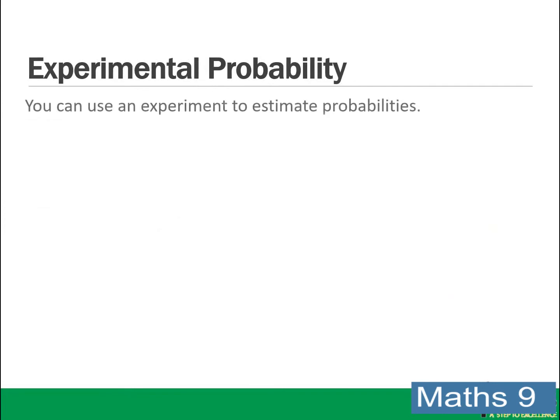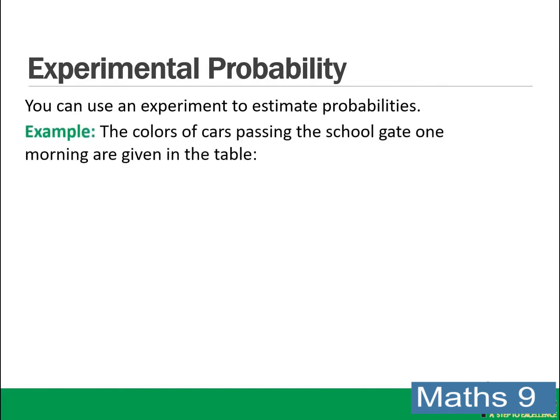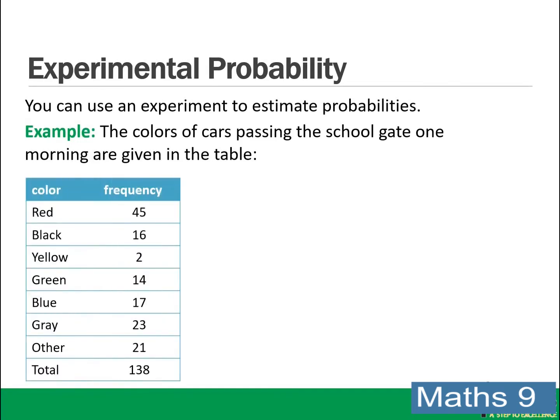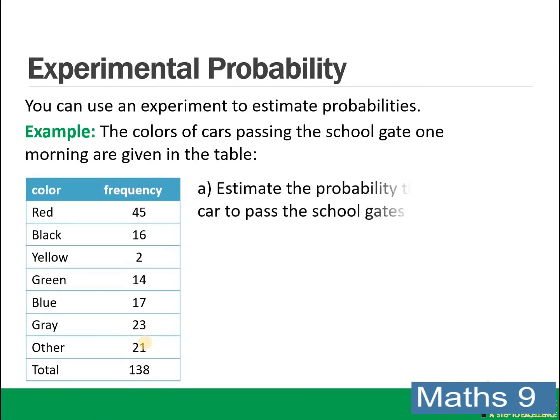Experimental probability. You can use an experiment to estimate probabilities. For example, the colours of cars passing the school gate one morning are given in this table. Red, black, yellow, green, blue, grey, other: 45, 16, 2, 14, 17, 23 and 21. And in total there are 138 cars.